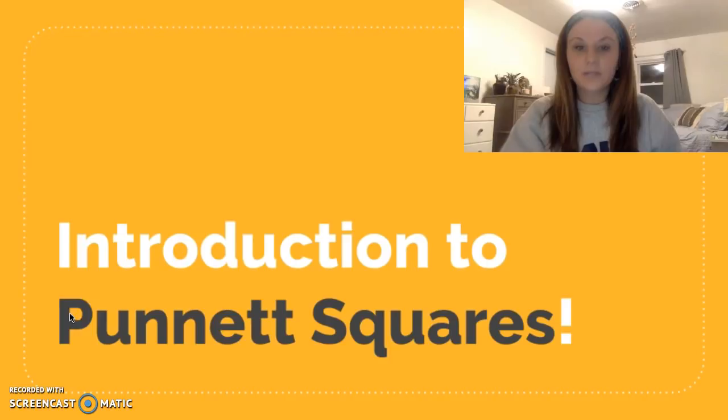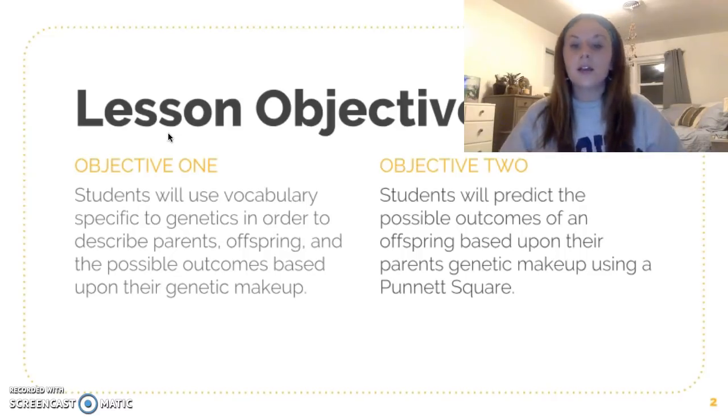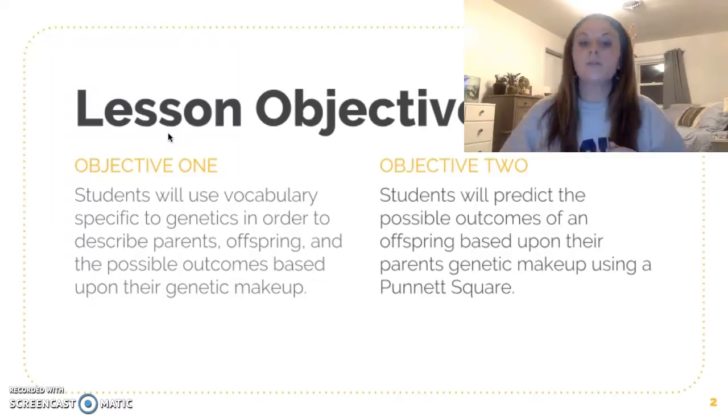So before we get into that, what I would like to do is go over your objectives. After you're done watching this video and after you have completed the worksheet, I would first like my students to use the specific vocabulary within this genetics lesson and, moving forward, use that vocabulary to describe parents, the offspring, and also the possible outcomes of their genetic makeup. So using those words genotype, phenotype.